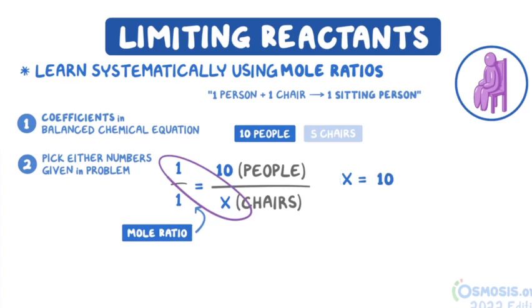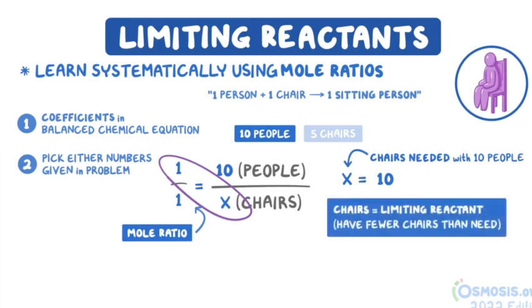And this represents how many chairs would be needed to have a perfectly balanced reaction with 10 people. So since we know from our problem that we only have 5 chairs, we now know that chairs must be our limiting reactant. We have fewer chairs than we need to react with every person.